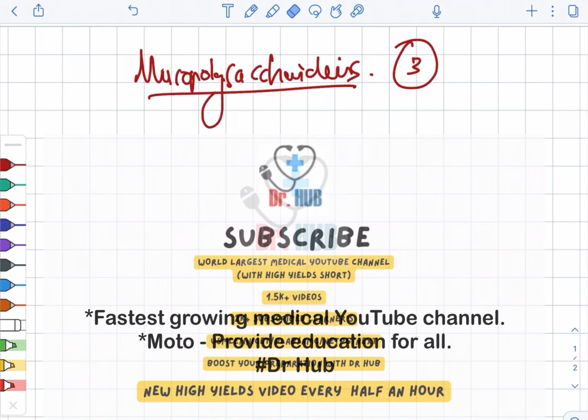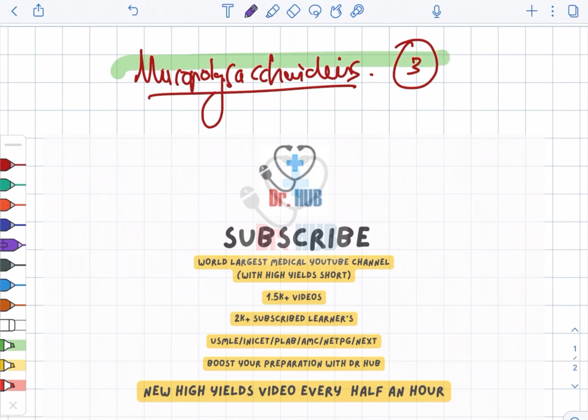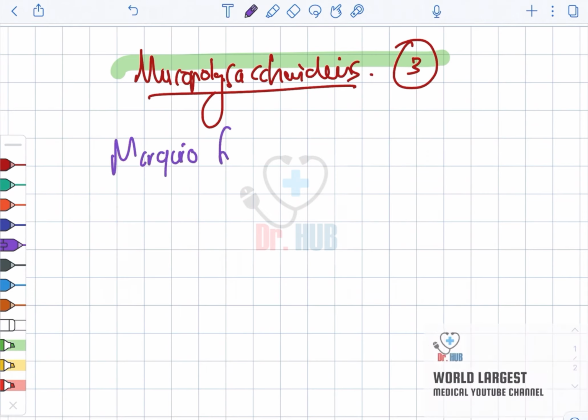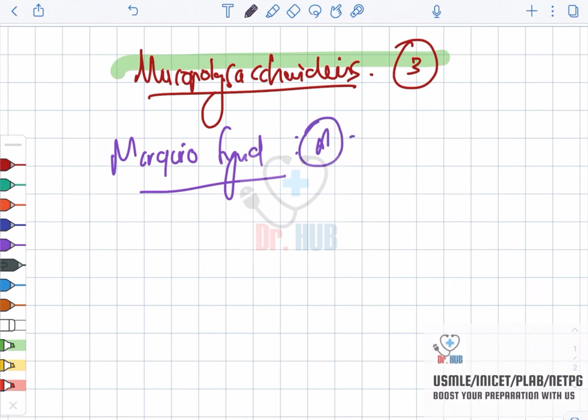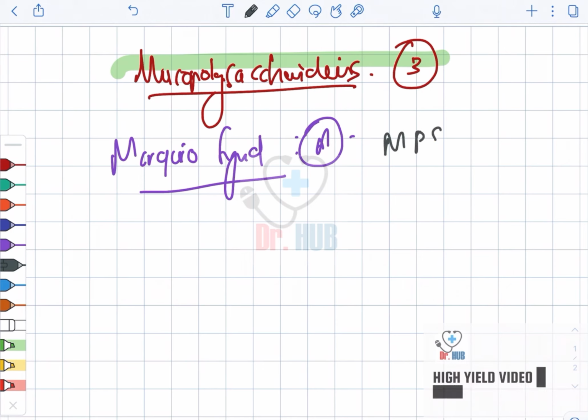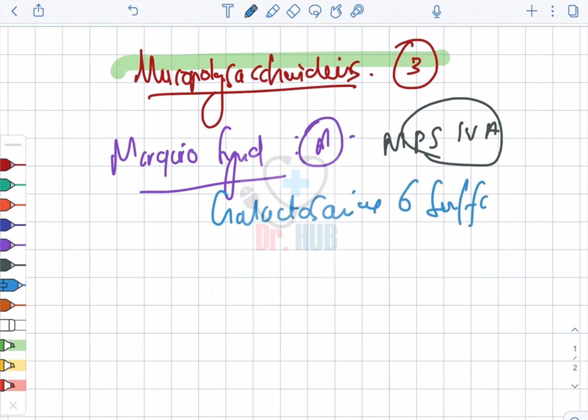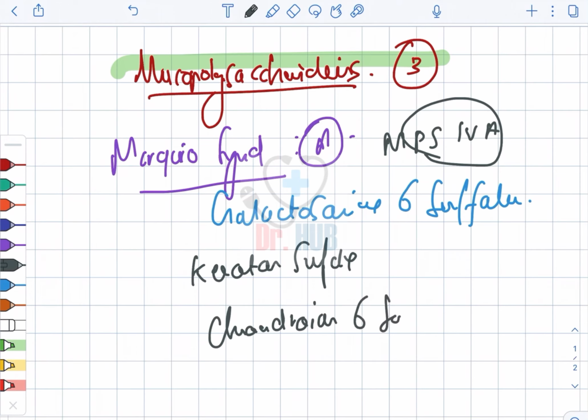Mucopolysaccharidosis. So here we are in the third part, and we are continuing with Morquio syndrome A. Here the MPS which is defective is MPS 4A, and the enzyme defective is galactosamine 6 sulfatase. Then come the GAGs which are affected. The GAGs which are affected are keratan sulfate as well as chondroitin 6 sulfate.